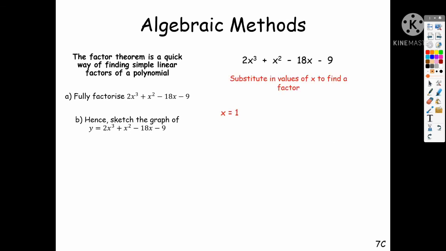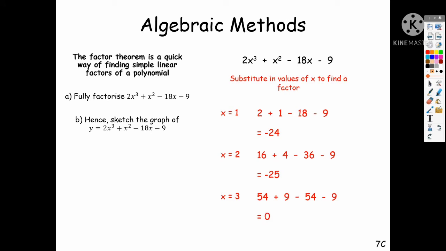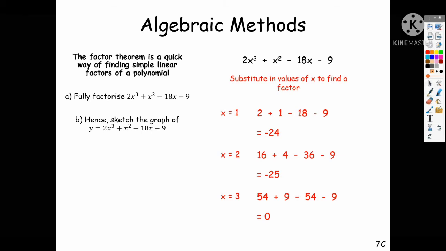Part C then, sub in values of x to find a factor. So I can sub in x equals 1, no good. x equals 2, no good. 3, yes. Okay? So you can do this by trial and error, and you can also use polynomial division. Or, if you hop into your calculator, you can solve this cubic equal to 0, and it will give you the solutions, so you can find out what the bracket should be.